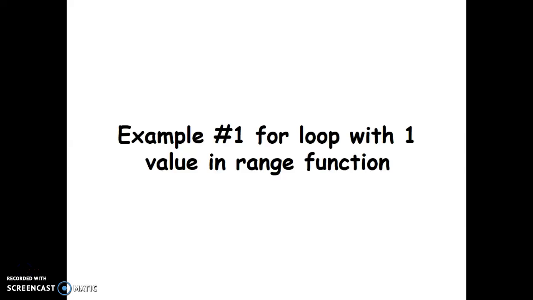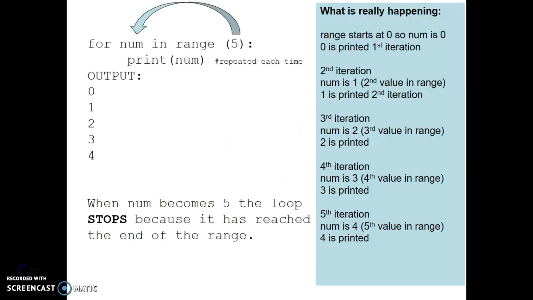Example 1, we're just going to look at a for loop with one argument in the range function. Here you can see we just have a number 5 inside of the parentheses for the range function. And the way this is going to work, when the loop starts, if you have one number, your loop is always going to start at 0. 0 is going to be the first value.